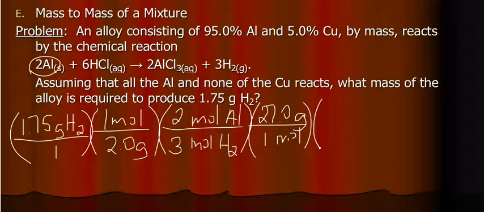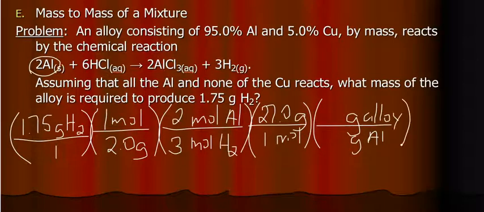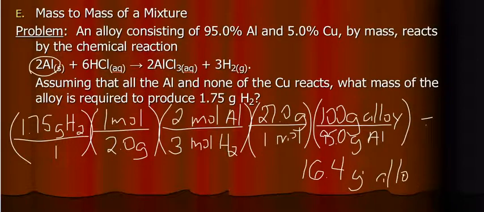Since aluminum is the only thing that reacts, and the alloy is 95% aluminum, that means if I have 100 grams of the alloy, 95 grams would come from aluminum. And so there's kind of my setup there from the mass to mass of a mixture. So the mass of alloy, 16.4 grams.